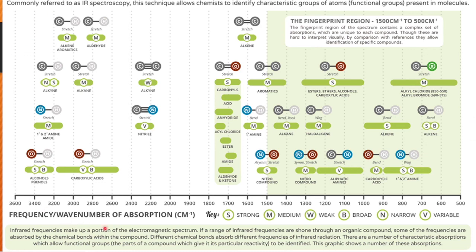This is a very good diagram that shows you exactly if it's a stretch or a bend, and where exactly it fits and how they overlap. So some things say at 1,200 it could be an aliphatic amine, a haloalkene, or an ester, ether, alcohol or carboxylic acid. So it could be any of those. So you can use the combination of the different peaks, or this in combination with one of the other techniques, to determine what your molecule actually is.